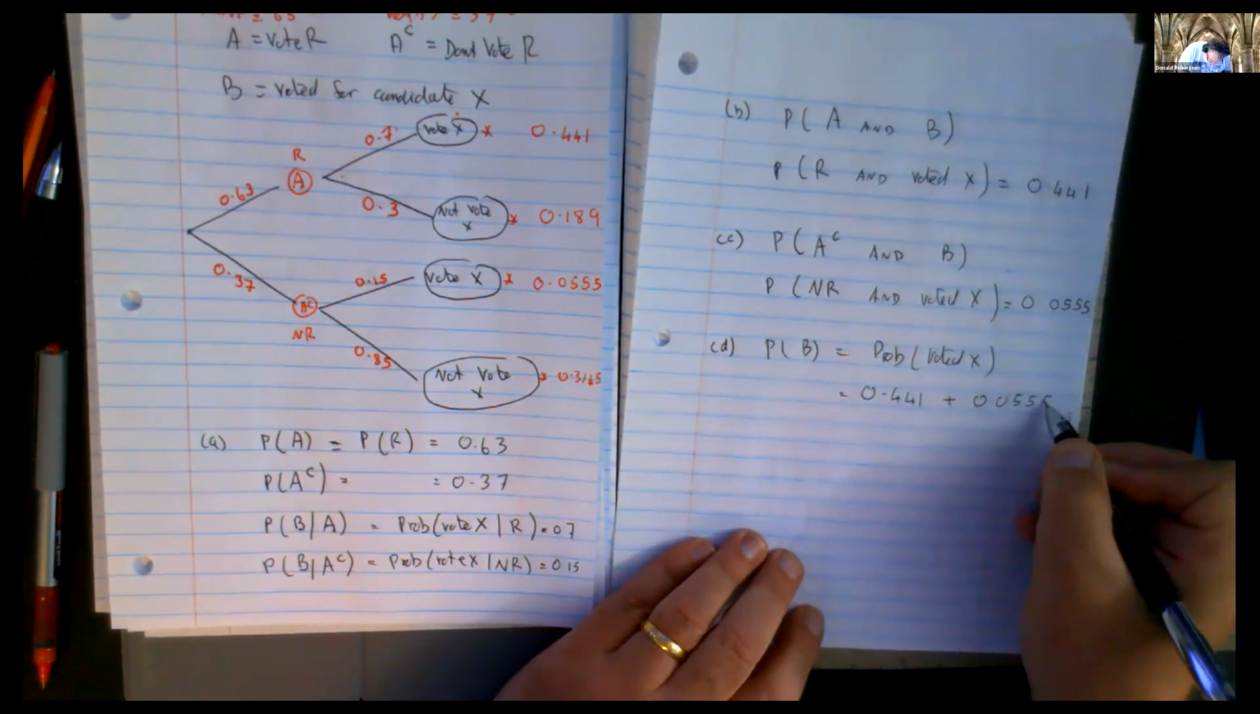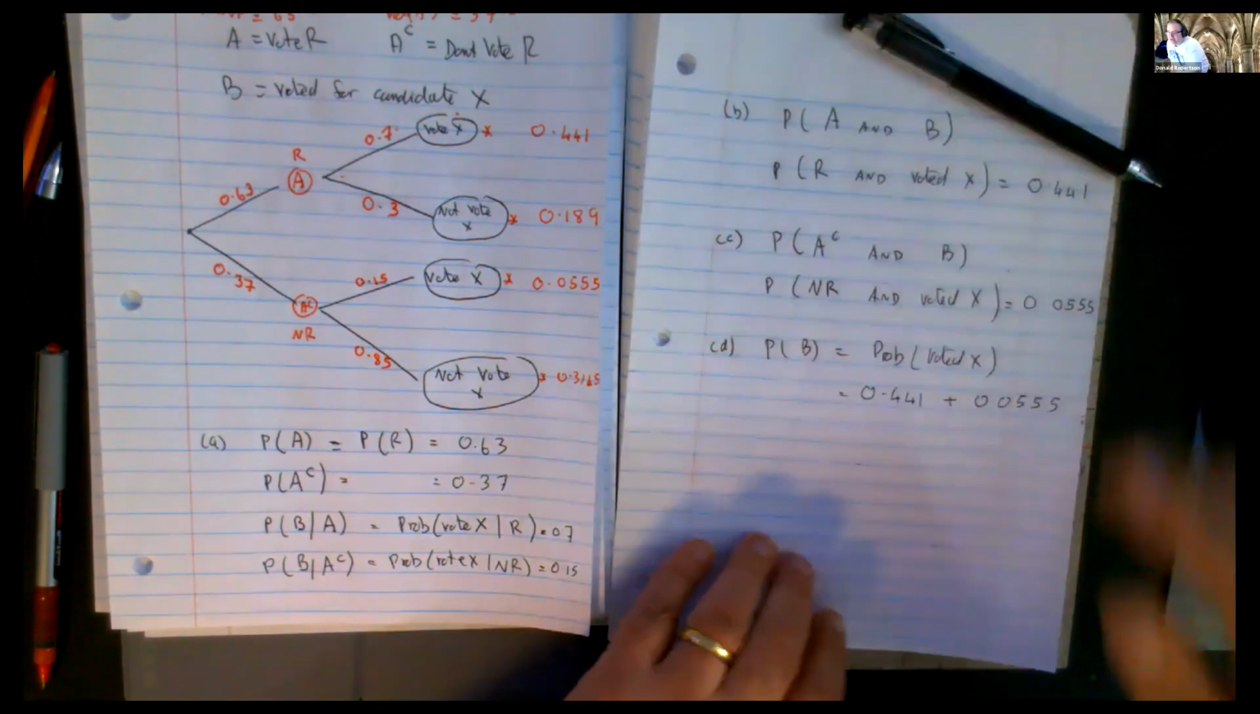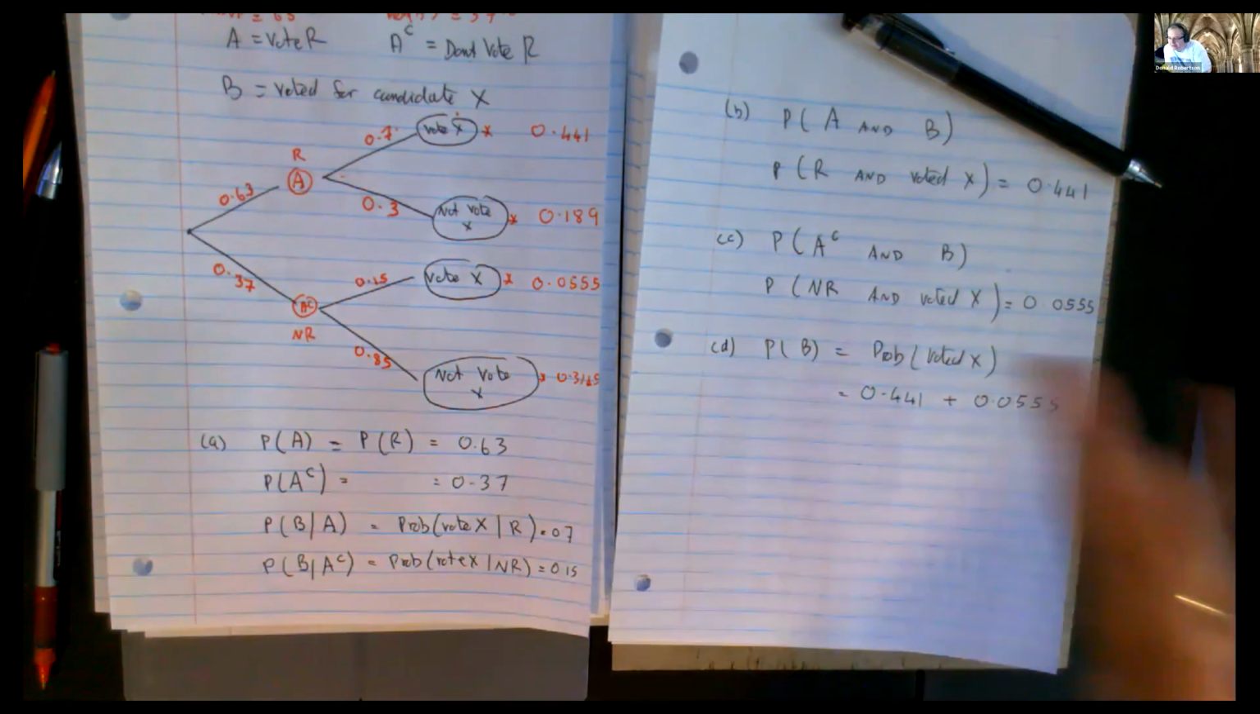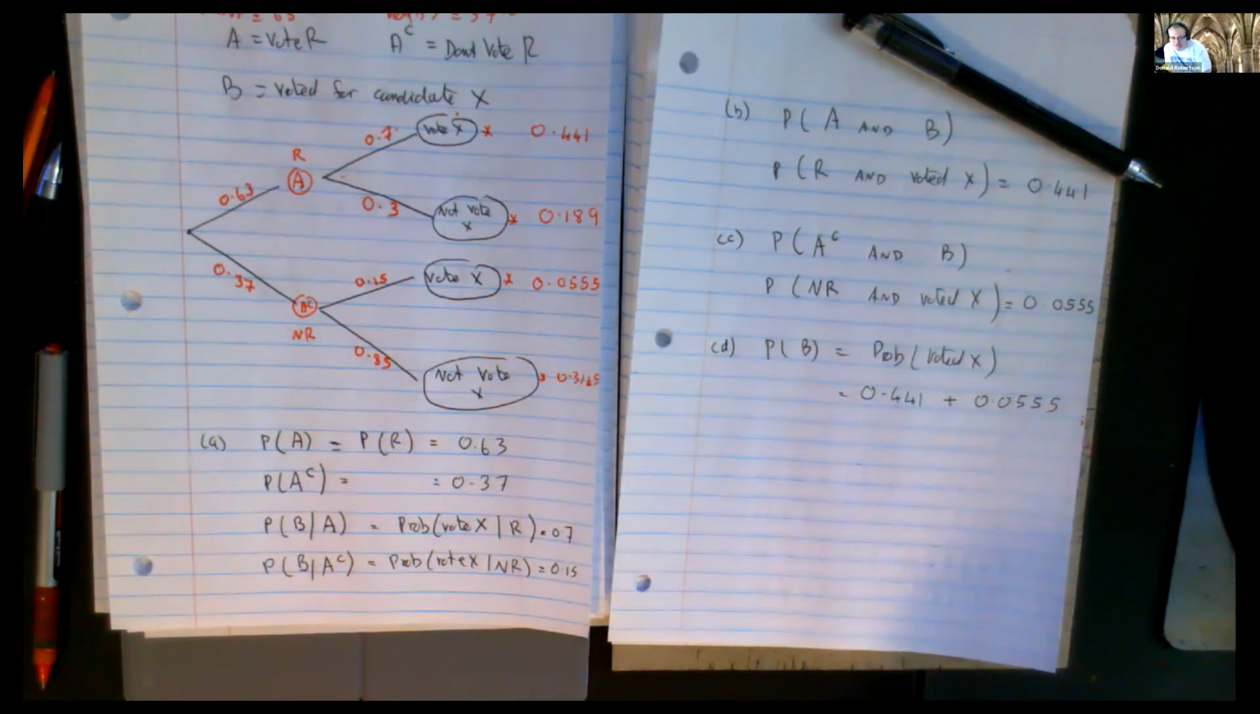0.0555. So if you ever see the word "and", there's a good chance you're going to be multiplying something times something else. And if you see the word "or", or no word at all, like the probability of B as we have here, the chances are it's going to be a single answer that you already know, or at least some answers that will be added together to give you something that you know. And you're allowed to add them because they're mutually exclusive.